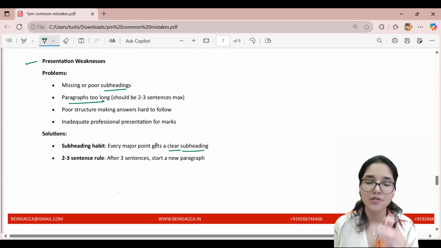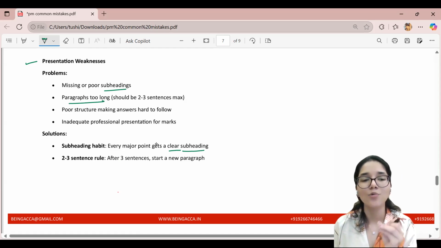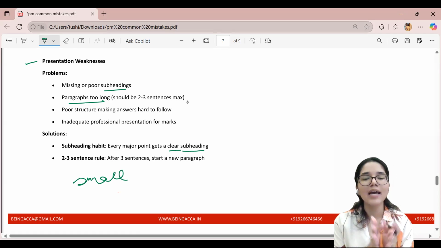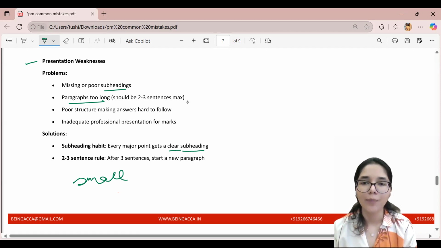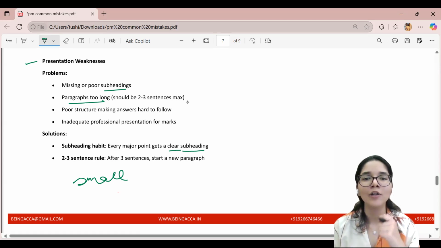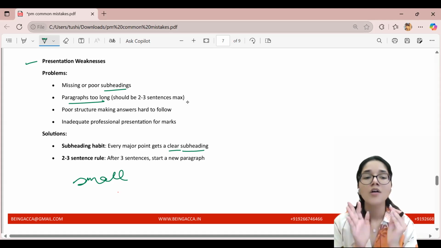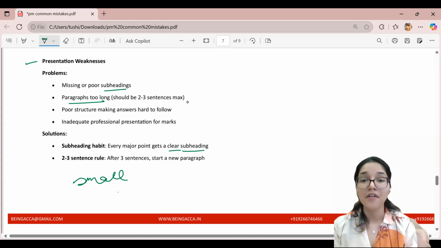Students who are not using subheaders are using paragraphs that are too long to answer their discussion based questions. Your paragraph should be 3 to 4 sentences at max. Your answers should be in small paragraphs. As soon as 3 to 4 well drafted sentences have been written, you have to start a new paragraph. You cannot go on rambling in long paragraphs. This is not an essay writing competition. It is a professional exam that you are appearing for. So ensure that your content is readable. Somebody else would like to read this.